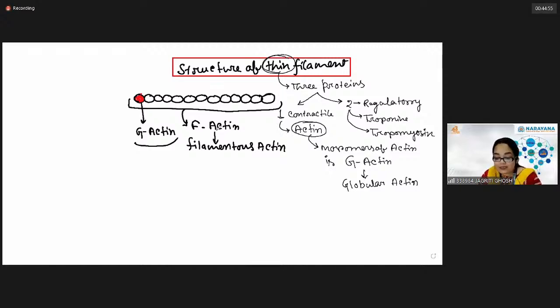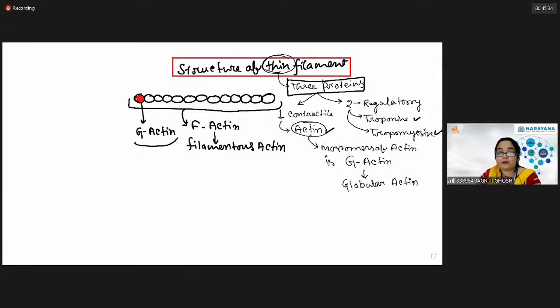Now finally, it's time to show you what the whole structure of the thin filament is like, because previously we saw that the thin filament is made up of 3 proteins: actin, troponin and tropomyosin. So far we got only the actin protein part. What about the troponin and tropomyosin proteins? Now we will see that.